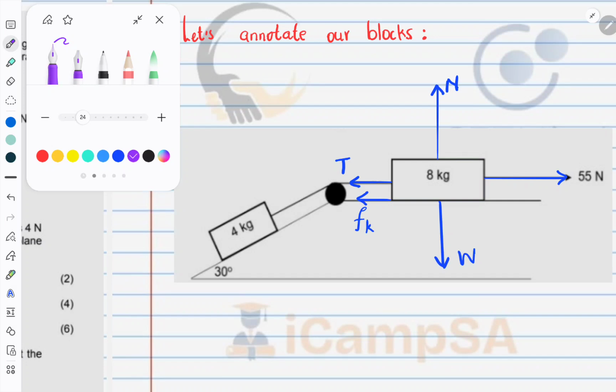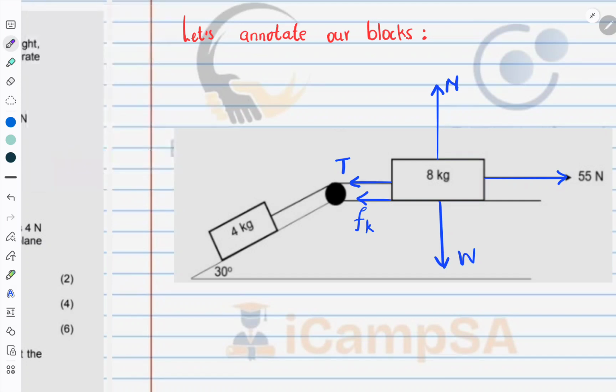Now we go to the second block, the 4 kg block. I start with my normal force. It's always perpendicular to the surface. So the surface now is at an incline like this. So how do I make sure it's perpendicular? I draw a line perpendicular to that, right? So it will be going like this. That's my normal force.